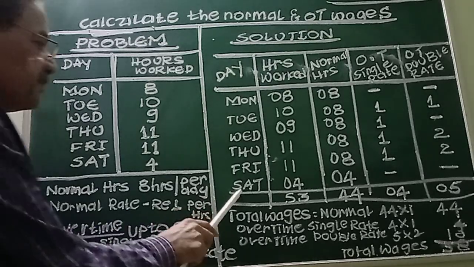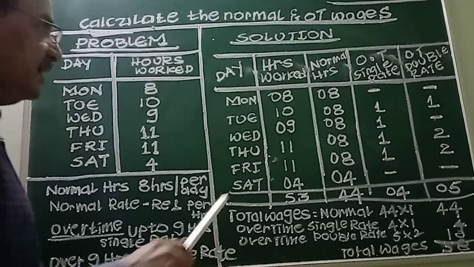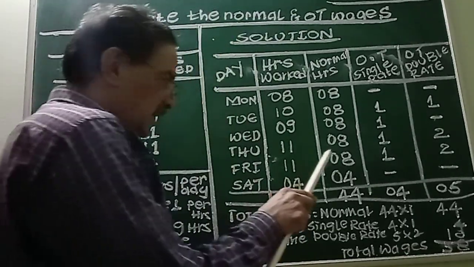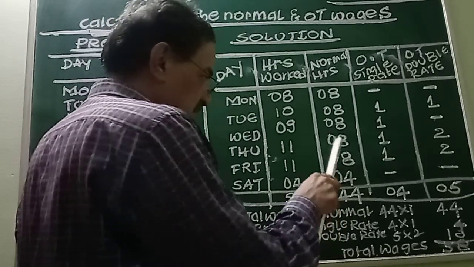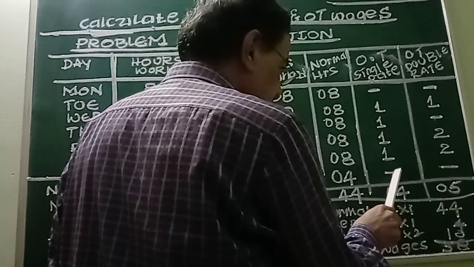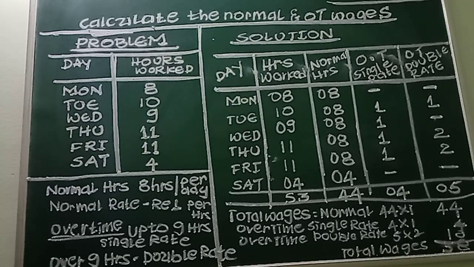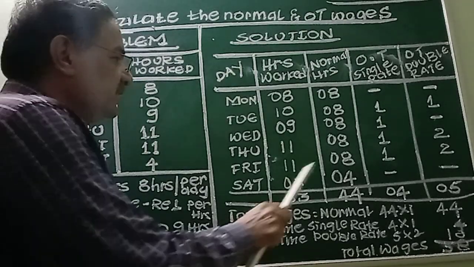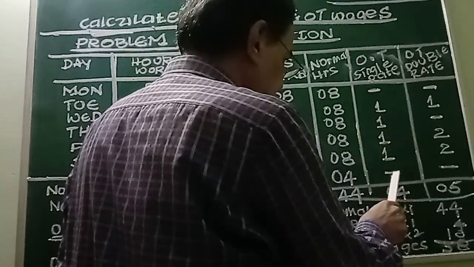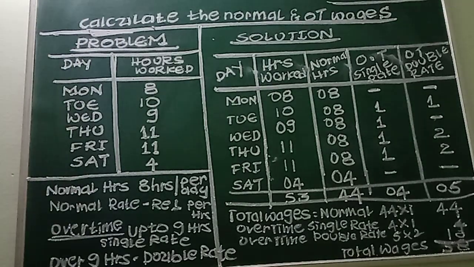Coming to Saturday, usually Saturday is assumed as a half a day, where the normal hours will be reduced to 4. Here hours worked is also 4 and normal hours is also 4. He will be paid only at the normal rate. He will not get any OT wages. This is dash, this is also dash, because hours worked is equal to the normal hours. 4 hours, and here it is also 4. So he will not be given any wages under single rate or under double rate. So this is what you will have to do.